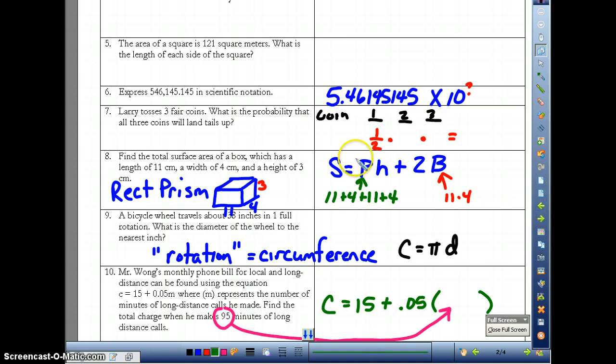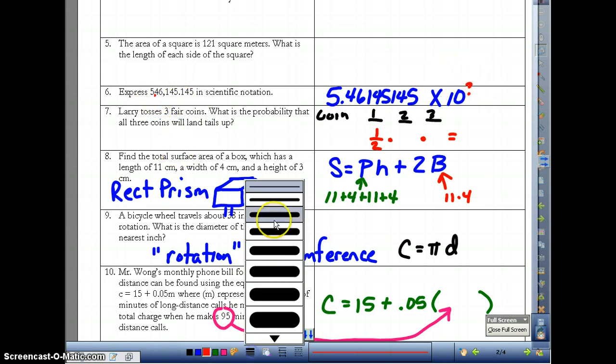Number 6, express this number in scientific notation. This is a really large number, so the exponent on your 10, what's it going to be, positive or negative? That's right, it's a positive. Move your decimal point so that the number is between 1 and 10. Put your decimal point there and just count how far you moved it. That's going to be your exponent.